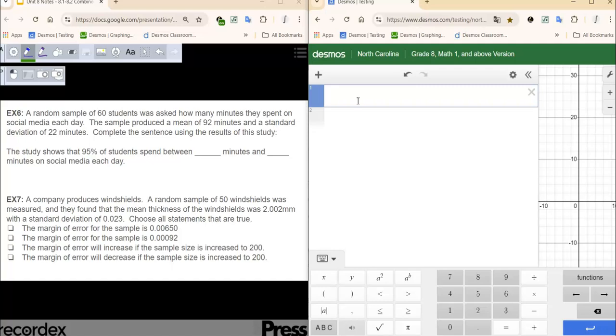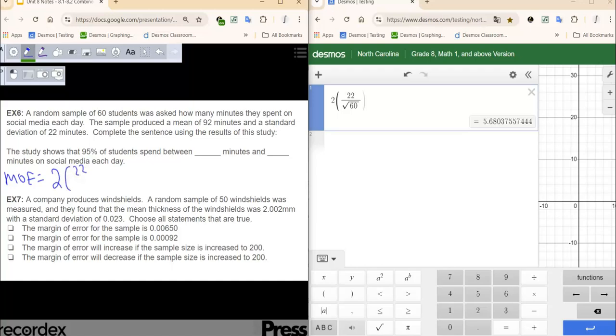So we are going to take 2 times our standard deviation, which is 22, and divide that by the square root of our sample size, which is 60. So our margin of error is going to be 2 times 22 over the square root of 60, which is going to give us 5.680.